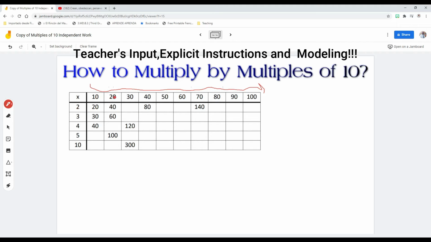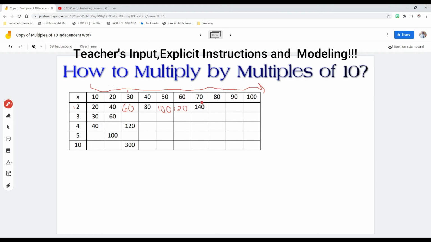2 times 10 is 20. 2 times 20 is 40. 2 times 30 is what? We multiply 2 by 3. 2 times 3 is equal to 6. Strategy, we add 0 and that makes it 60. 2 times 4 is 8. You add the 0 to it, that makes it 80. Now 2 times 5 is equal to 10, and add 0 to it, that makes it 100. 2 times 6 is 12, and you add the 0 and it becomes 120.